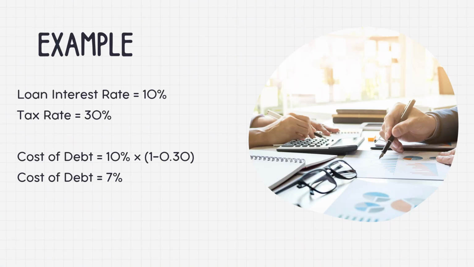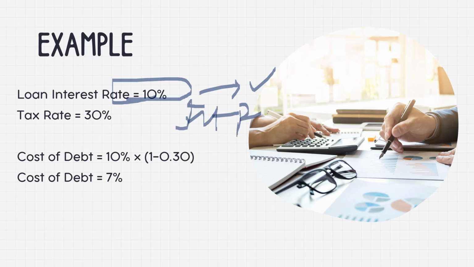Let's understand this whole concept with the help of an example. Suppose a company takes a loan from a bank at a rate of 10%. This means the company has to pay 10% interest on the borrowed money. But here's the important part: interest paid on debt is tax deductible, as I already covered in the previous slide. So the company gets a tax benefit on the interest paid.